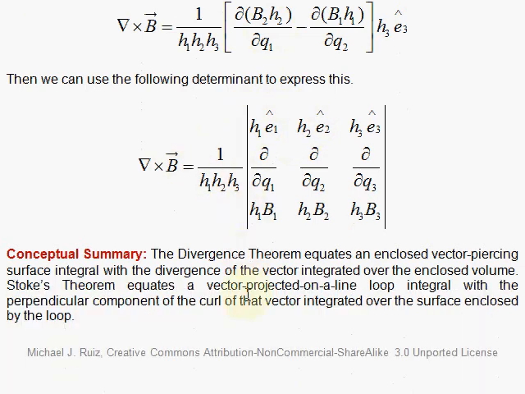This is very, very important, and is a counterpart to the divergence theorem, Stokes' theorem. And take your time to work through all the steps. Basically what this is doing is equating an enclosed vector-piercing surface integral, that's for divergence, with a volume integral. And in this case, we're doing a line integral, or vector projected along a line loop, and we're doing an equivalent area, or enclosed surface integral.